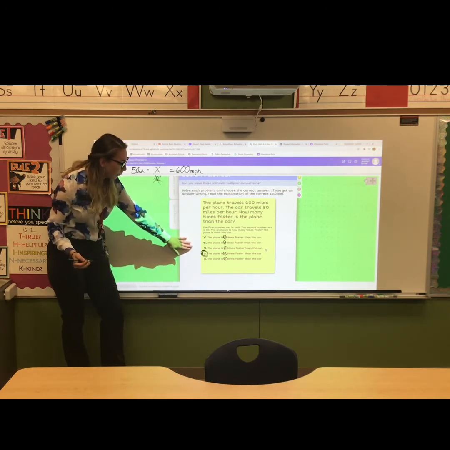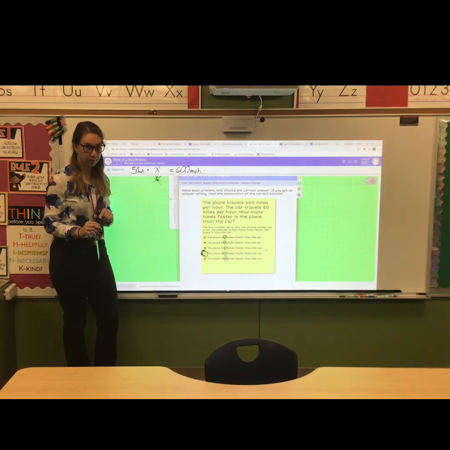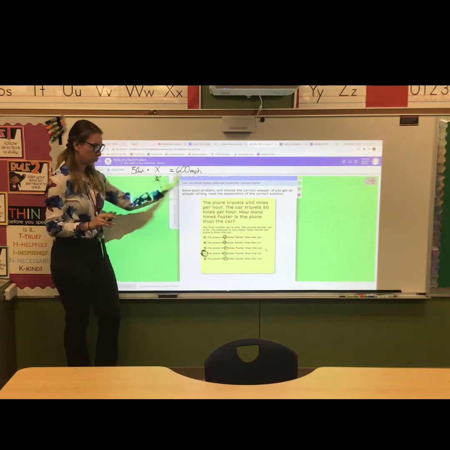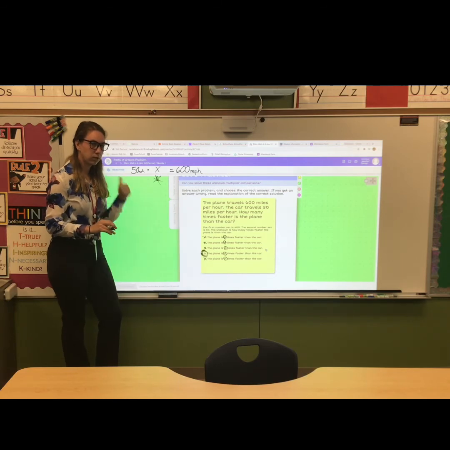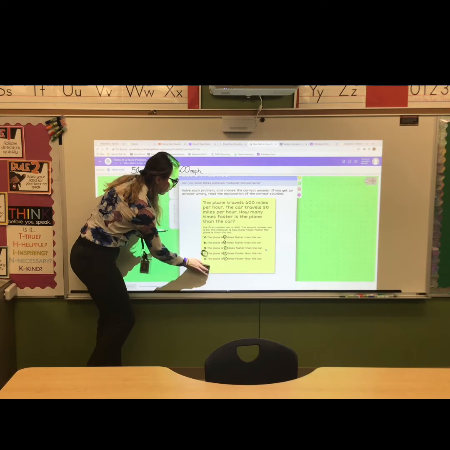The answer to this problem is D. The plane is 12 times faster than the car. You guys see how we did that? We wrote the equation, we worked through the problem, found the answer. All right, I'm going to erase and we're going to do another one.